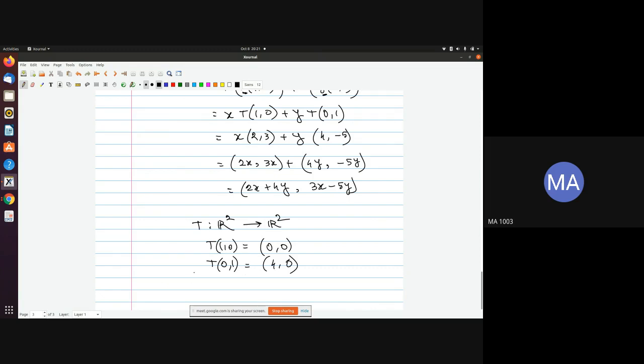So what will be the linear transformation now? T of (x, y) is x times T of (1, 0) plus y times T of (0, 1). What is this? x times T of (1, 0) is 0, 0, and this is 4, 0. So eventually what I am getting is (4y, 0). This is the linear transformation. Got it?